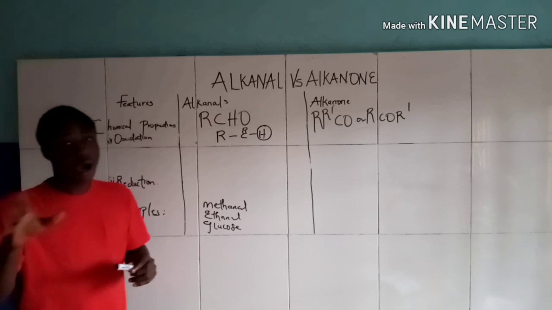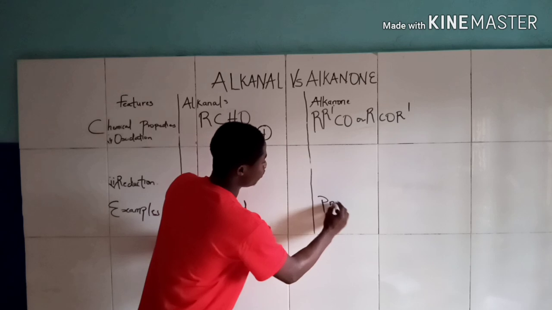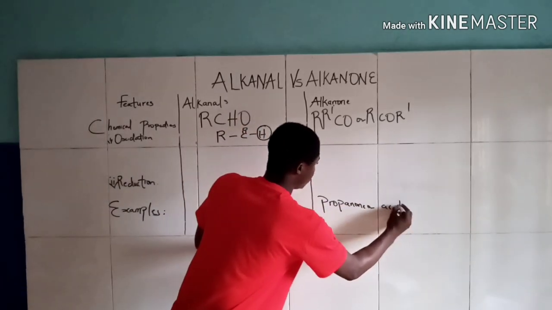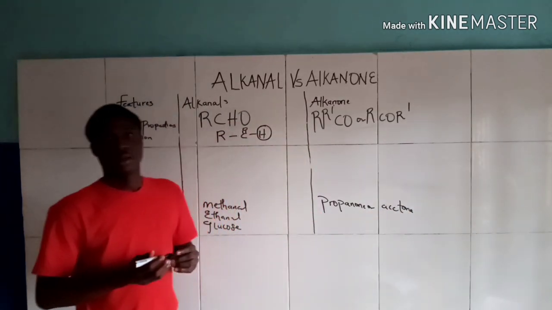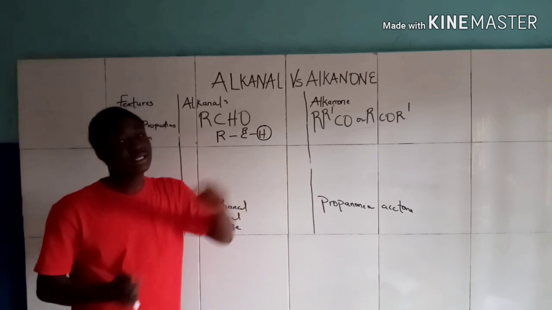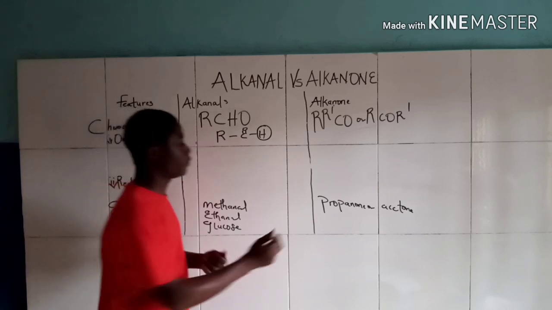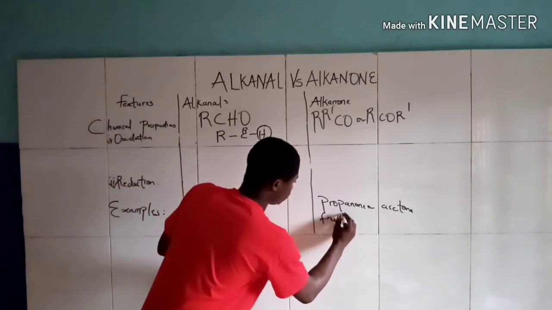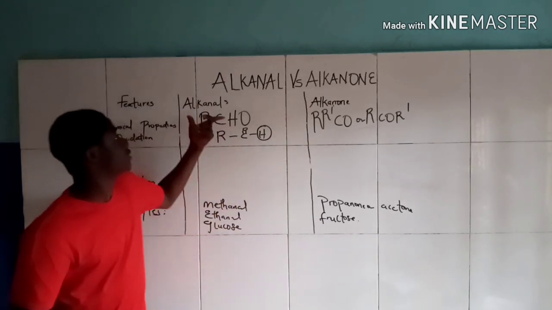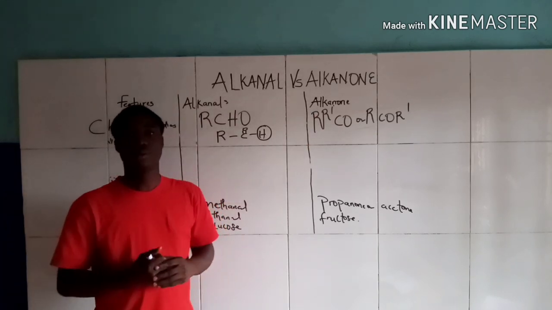Now, going over to alkanones, there are examples. The first member is called propanone. Propanone is also called acetone. This is the first member of the alkanone, not ethanone. Ethanone does not exist. Another example of the alkanone can be fructose. Fructose is an alkanone, not an alkanal, while glucose is an alkanal, not an alkanone.